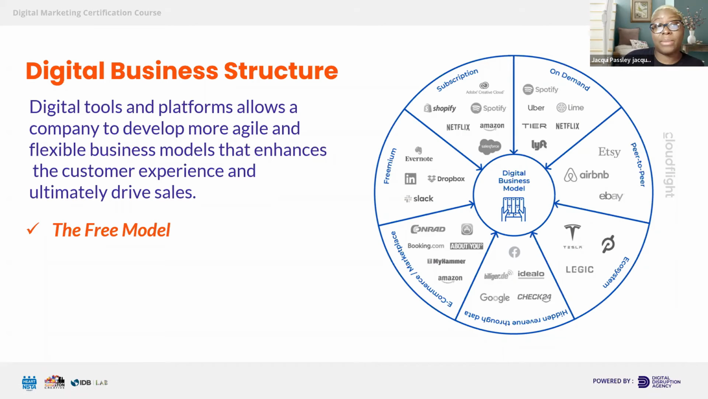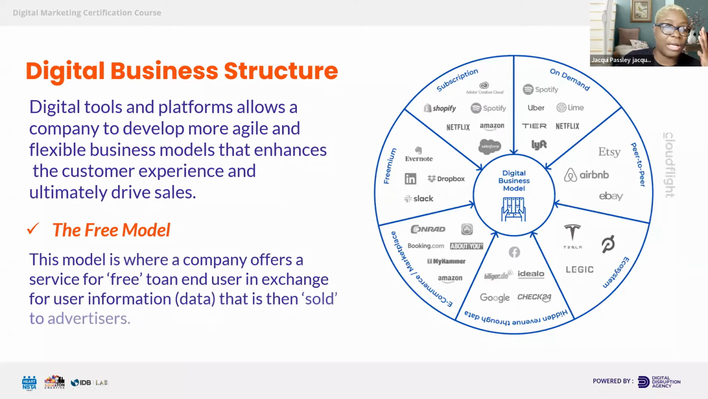So let's look at one model, the free model. What do we mean by the free model? This is where a company offers a service for free to an end user in exchange for user information data that is then sold to advertisers. Who can give me an example of a digital business or an online business that uses this free model? Twitter and Instagram. Thank you. Yes.